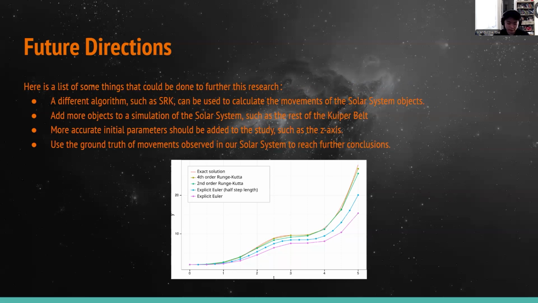Something we did in the simulation was we just leveled all of the objects, so adding that third dimension could also change the results. And it could also be compared to how the objects in the solar system are currently moving to figure out, you know, compare them and see if it's actually correct and also maybe reach another conclusion.